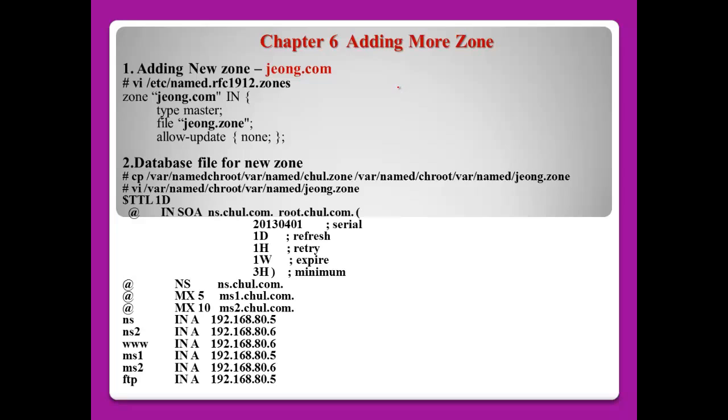And adding more zones. This one is similar to adding the default domain, in my case chol.com. Here I will add jong.com. First open this file and add this line like this, jong.com, and the file name will be jong.zone. After that, number 2, the database file for the new zone. In my case, here chol.zone is the database file for domain chol.com. So just copy it like this, jong.zone.